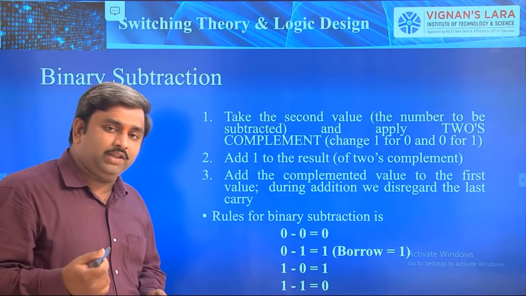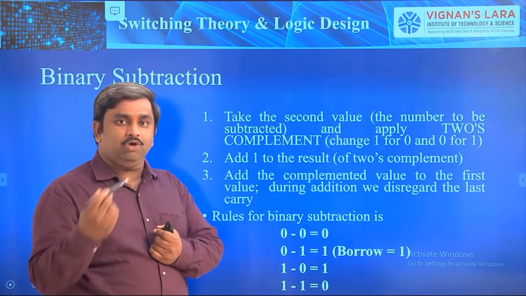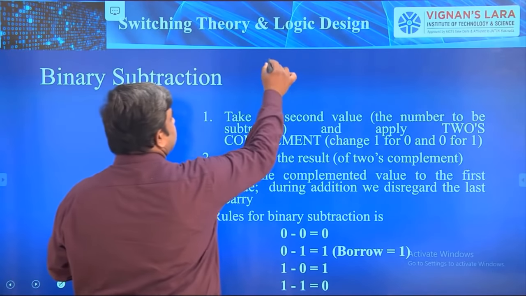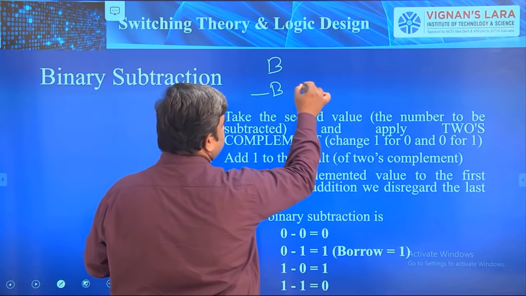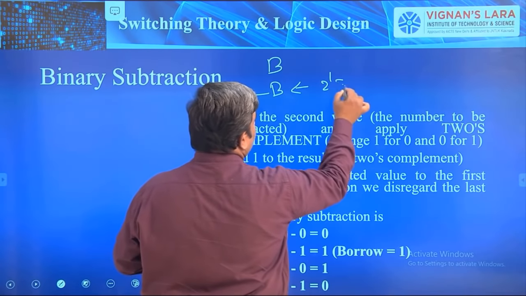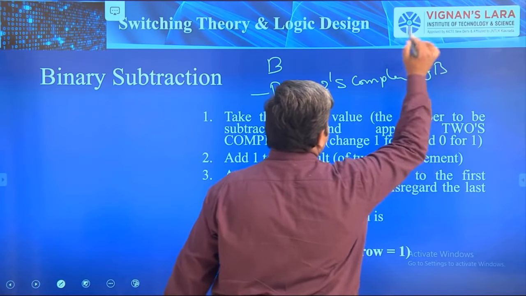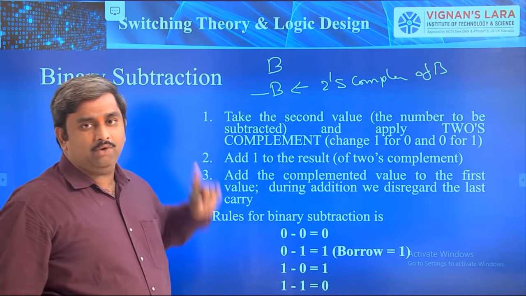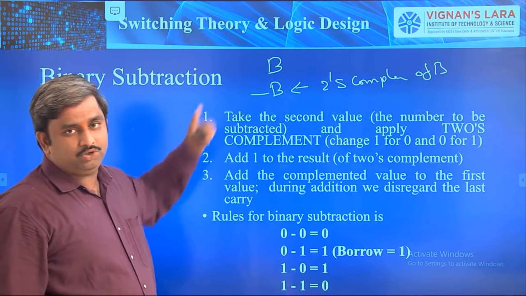How to find the minus b? First you have to take the b. For minus b, you have to take the 2's complement value. So this is b, the original value. How to get minus b? For getting this minus b, you have to take the 2's complement of b. This is the procedure you have to remember. Take the 2's complement of b, then that is equal to minus b.